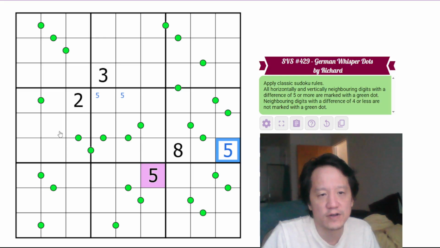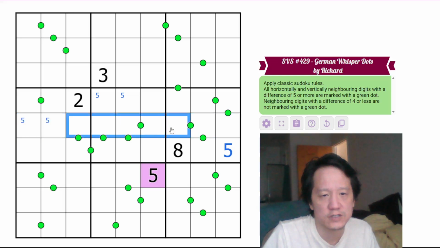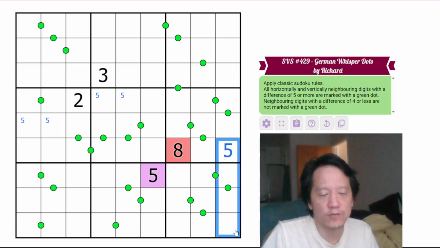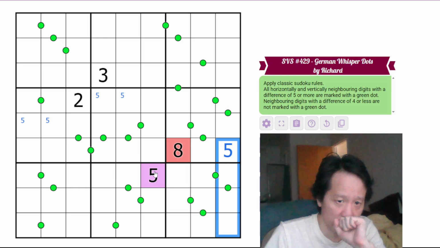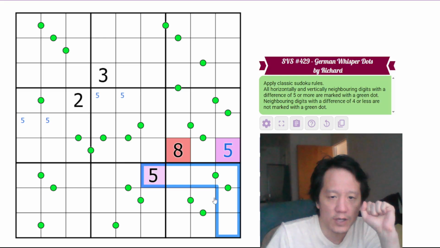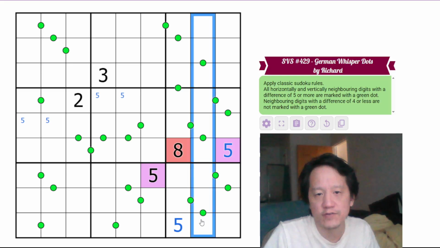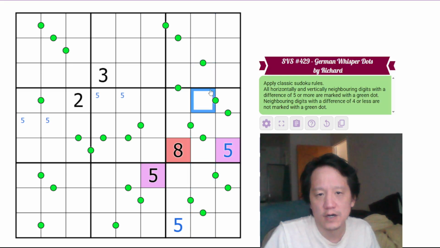So this is 5, which means 5 in row 5 has to be one of these two cells, because these are all next to German whisper dots. This is a high digit. 5, where is the 5 in box 9? Cannot be here. Cannot be here. Can't be next to a German whisper dot, so it must be here. So this is a 5. Where's the 5 in column 8? These are all next to German whisper dots, so those don't work. So this must be a 5.